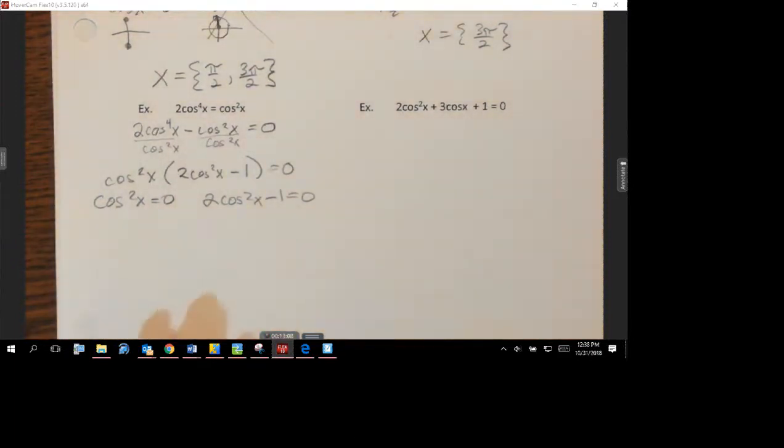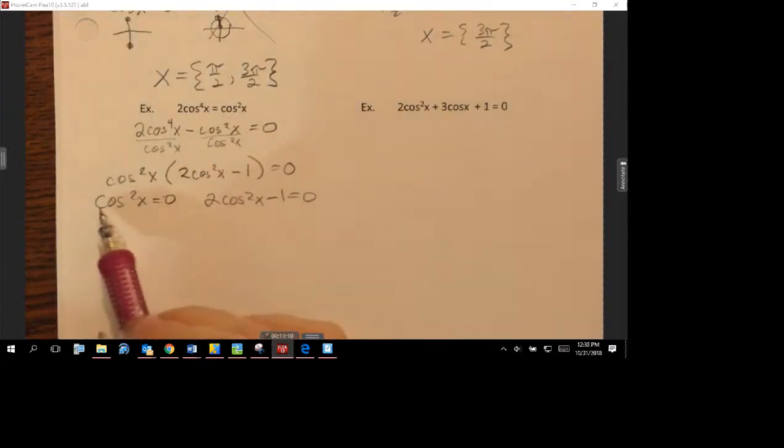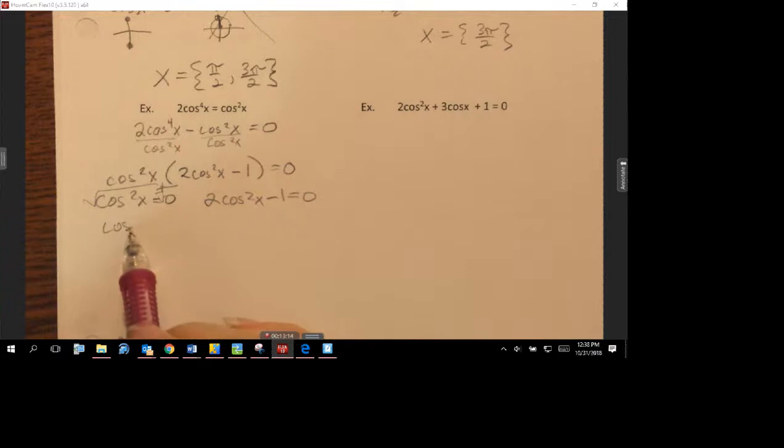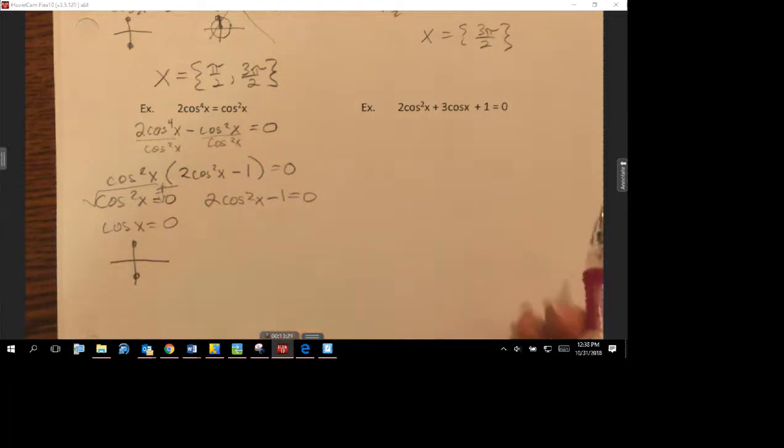So for the first one, I need to square root both sides, square root plus minus, but it's 0. So cosine x equals 0. And cosine is 0 on the y-axis.